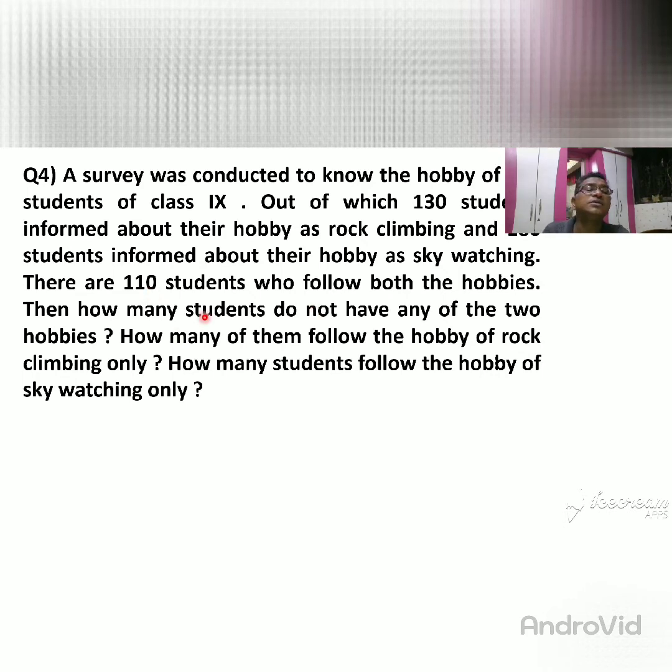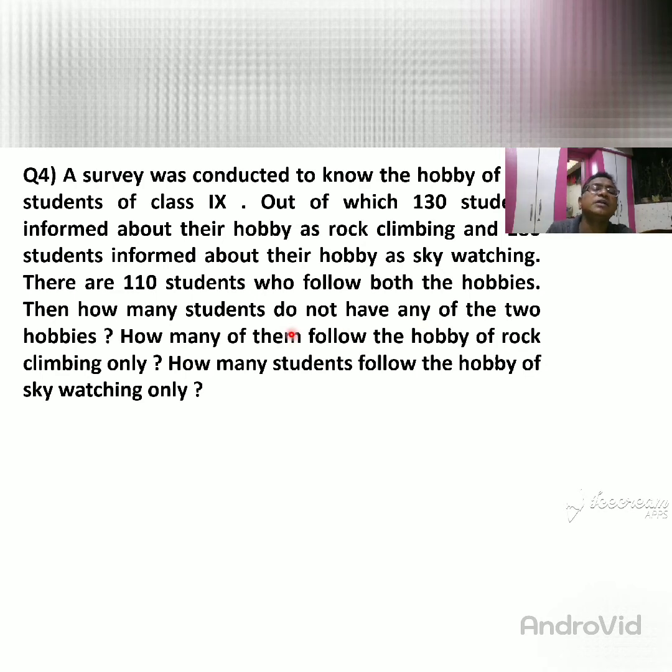Then they asked how many students do not have any hobbies. So the first question is how many students have no hobby. No hobby means they don't have the rock climbing hobby and the sky watching hobby. In these two hobbies they have no hobbies. Do you understand the meaning of no hobbies? So this is the first question.